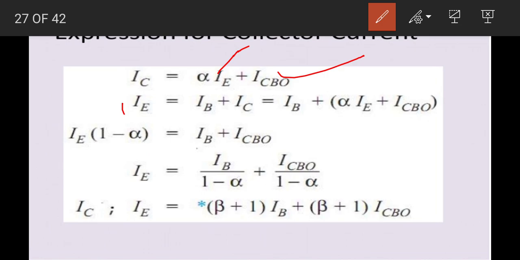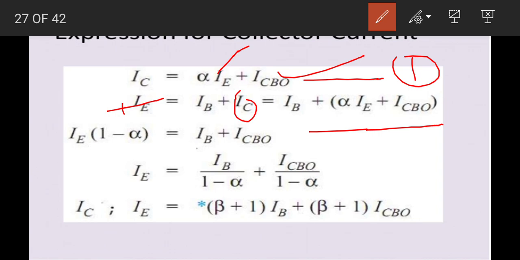So put this value in this equation. We call this equation 1. We put this value in equation 1. So IB is equal to IC, and we put this value in here. So IB is equal to this. Put this value right now.